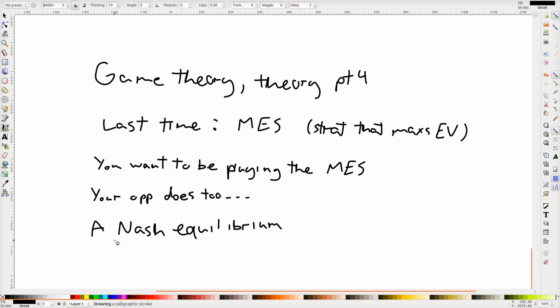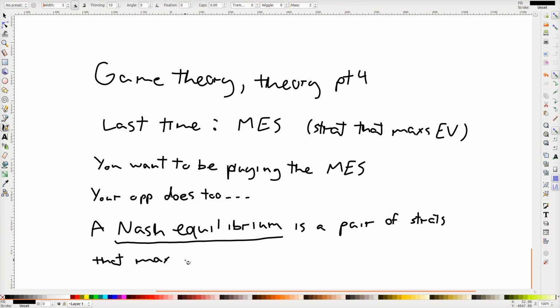So I'm going to be defining Nash equilibrium. Nash equilibrium is a pair of strategies that maximally exploit each other. So this is a situation where both you and your opponent succeed in doing what you want to do, which is playing a maximally exploitative strategy.